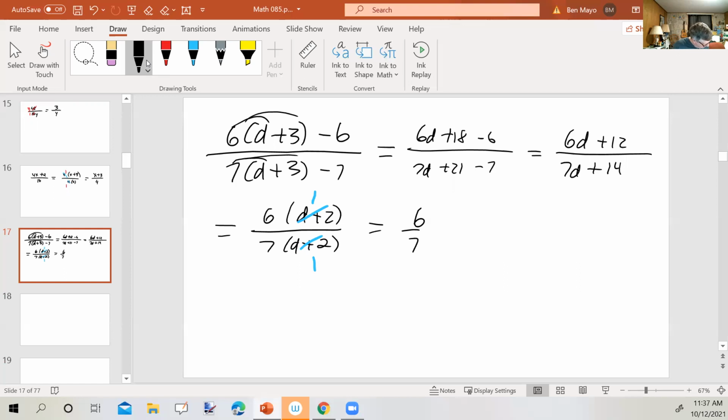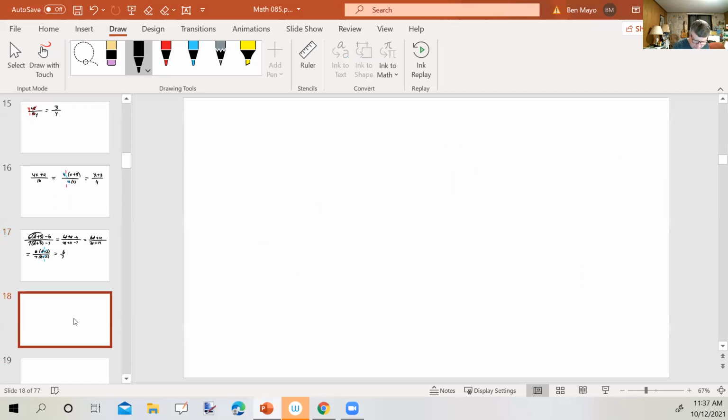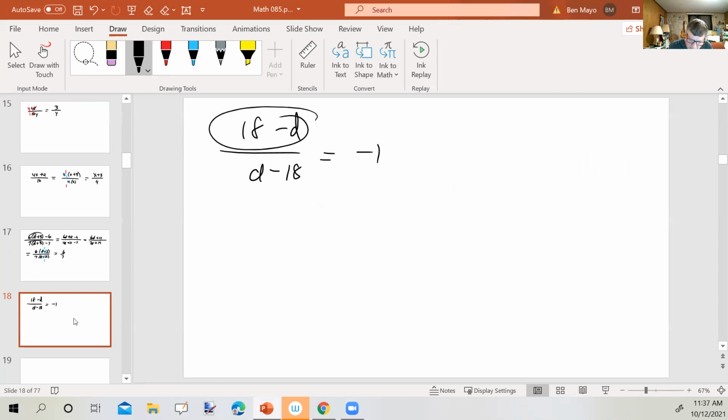A reminder, something like this is equal to -1. A number divided by its opposite reduces down to -1.